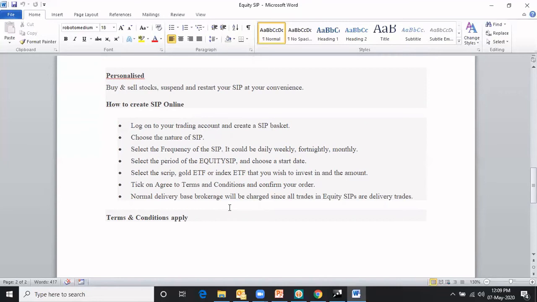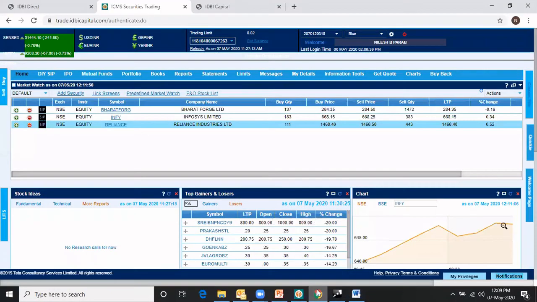And if you are not comfortable doing it through online, mobile, or portal, you can use our toll-free facility 1800-200-3388, wherein the dealer can assist you to place your equity SIP order or mutual fund SIP order, or whatever we have seen till now. The dealer can help you out without any extra cost. Whatever is your brokerage, that normal brokerage will be charged. Okay.